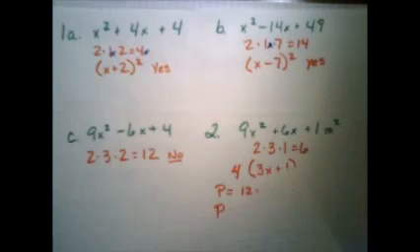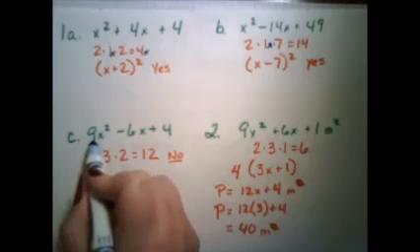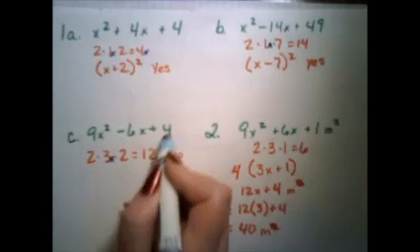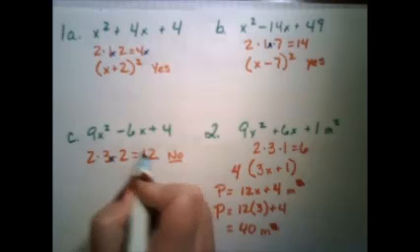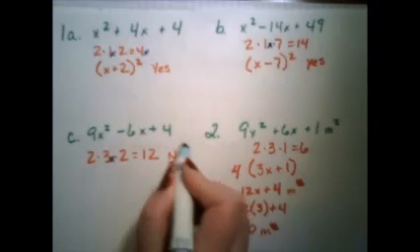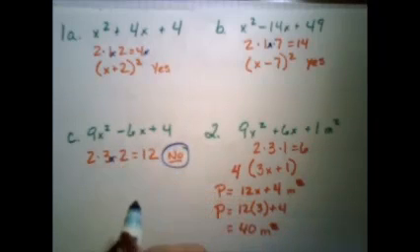For 1C, we have 2 times, square root of this is 3x, square root of that is 2. 2 times 3 times 2 is 12, not 6. So the answer here is no. This is not a perfect square trinomial.